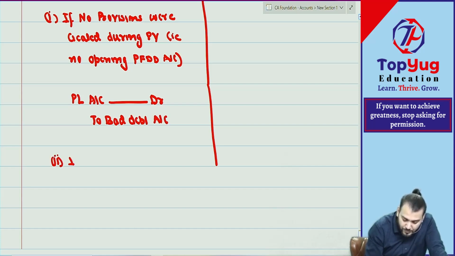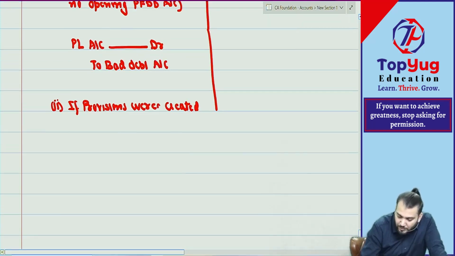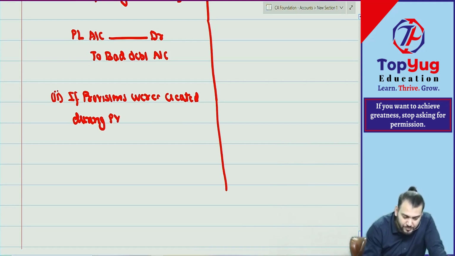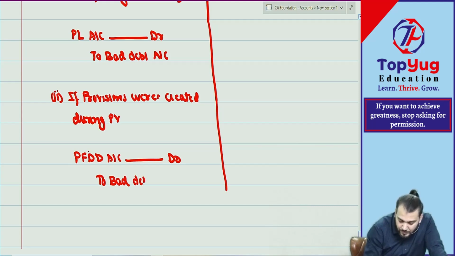Point number 2. If provisions were created during previous years, means opening balance is there, then what journal entry? Then it will be closed by transfer to which account? Provision for doubtful debt account debit to what? Bad debt. Have you understood this point?